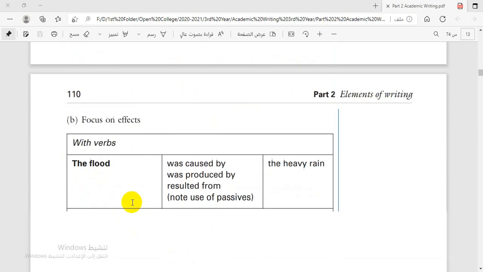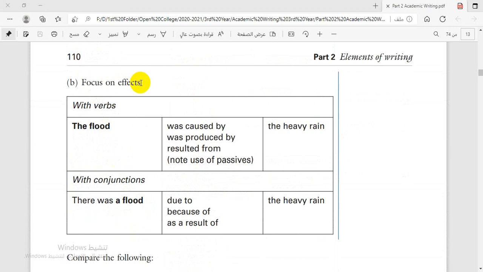Let's now move to the effects. Focus on the effects. How to show the effects. Okay, follow this carefully. I'd like you to focus on these expressions in the middle. They are very important. The flood was caused by the heavy rain. The flood was produced by the heavy rain. The flood resulted from the heavy rain. Note the use of the passive. These examples are in the passive voice, when we are talking about the effects.